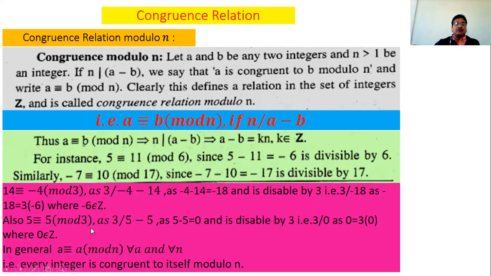5 is congruent to 5 modulo 3 because 3 divides 5 minus 5, that is 0. 5 minus 5 is 0, and 0 is divisible by every number. Why does 3 divide 0? Because 0 can be expressed in the form 3 times some integer, and 0 is an integer. 0 is divisible by every integer, or every integer divides 0, and therefore 5 is congruent to 5 modulo 3. a is congruent to a modulo n for all a and for all n. Every integer is congruent to itself modulo n.